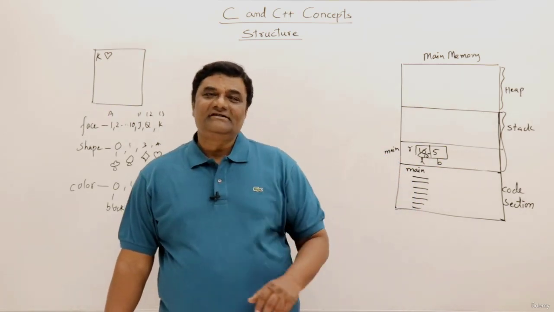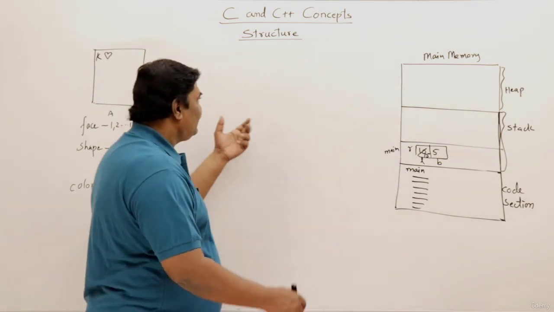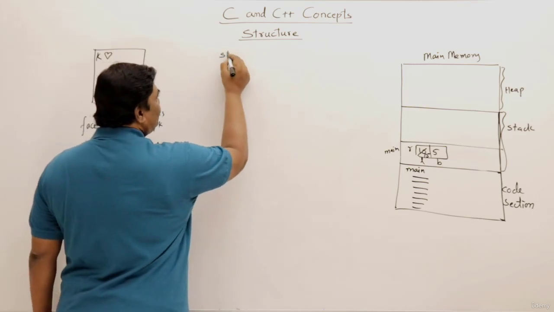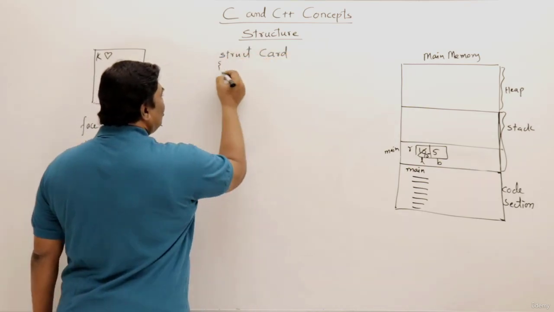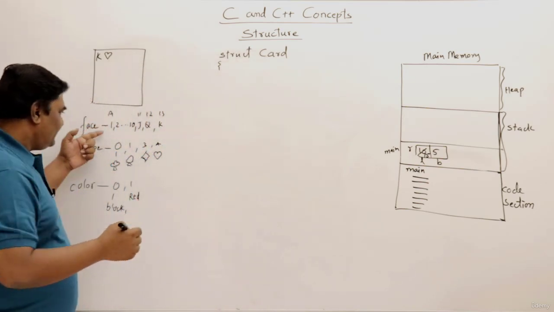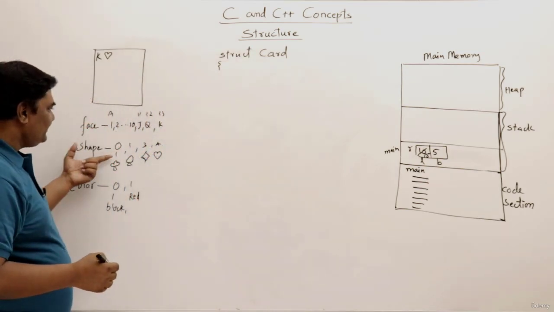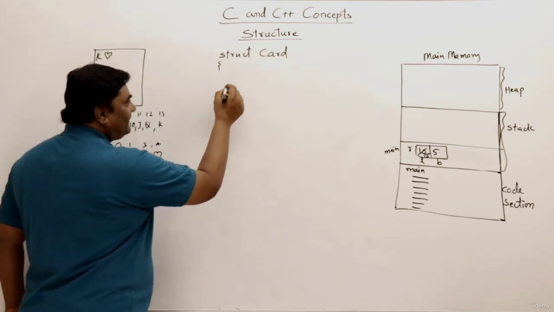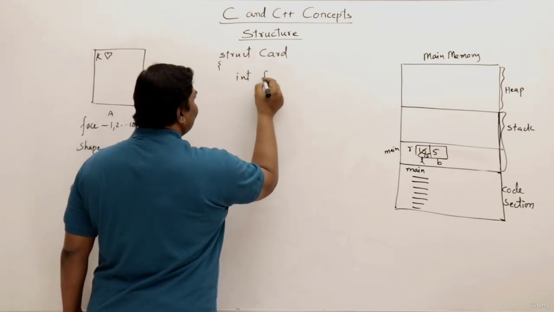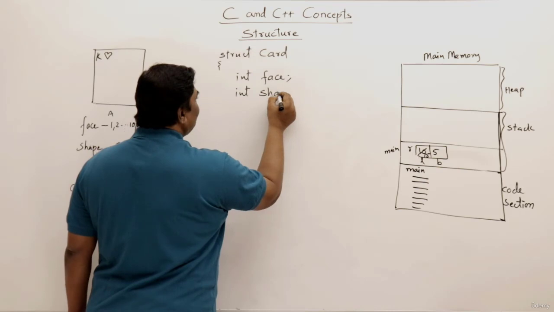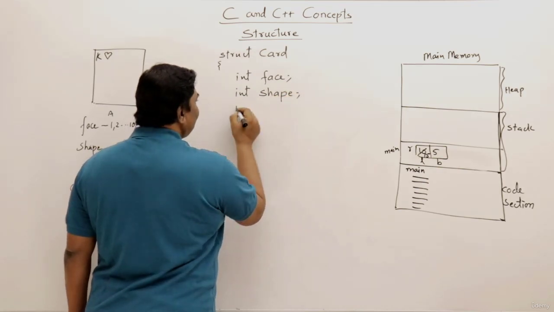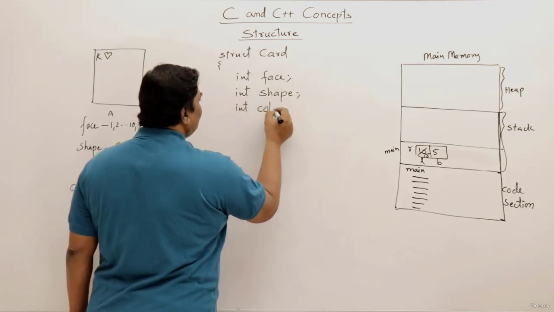Now this I can represent as a structure. Let us define a structure. Struct card. What are the members? All these are integers only now. This is integer, right? So all are integers. First one is integer face value. And the second one is integer, that is shape. And the third one is integer, that is color.